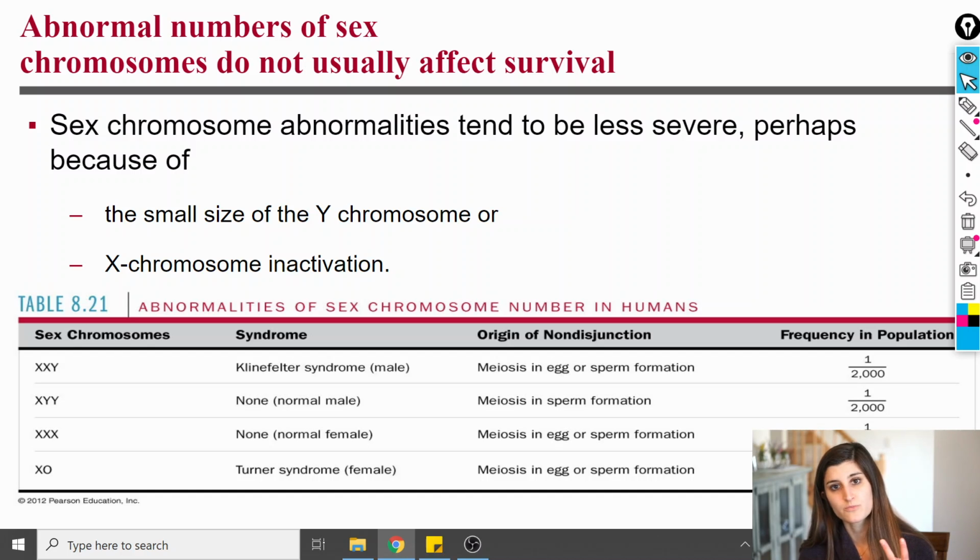So if you have 2 X chromosomes and one's not good, let's just say, then the other one will kind of pick up the slack. But for autosomes, you don't have that kind of luxury. So let's look at some examples.